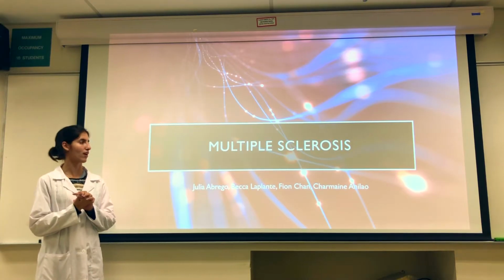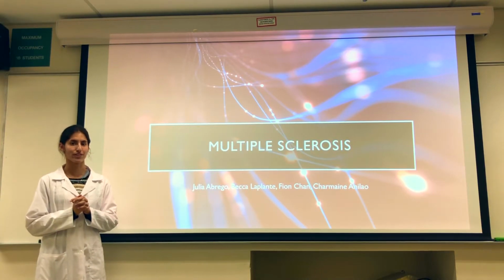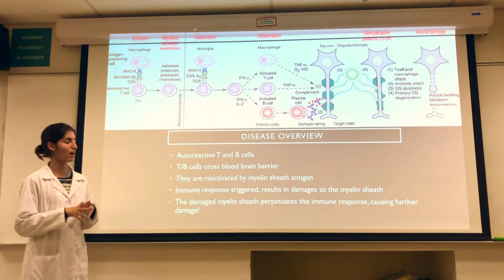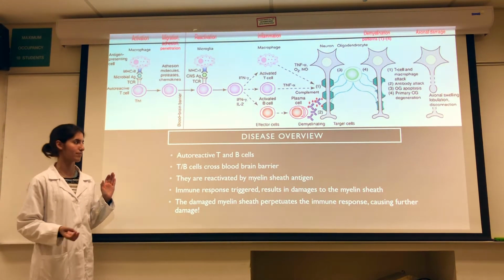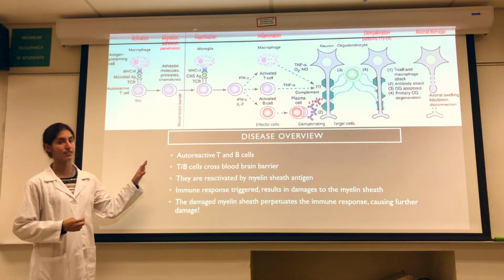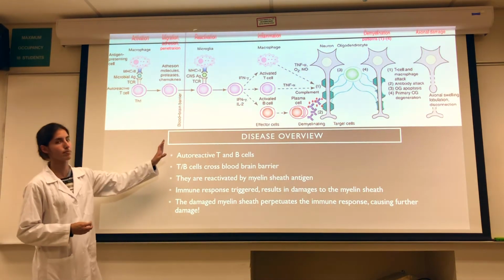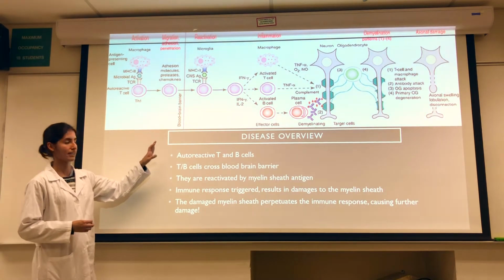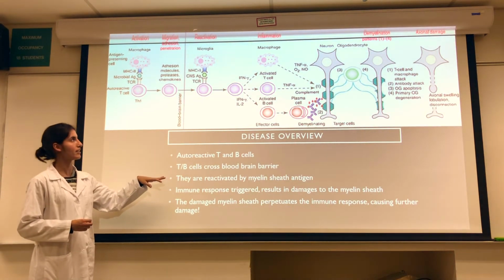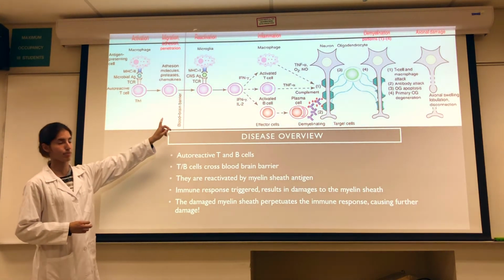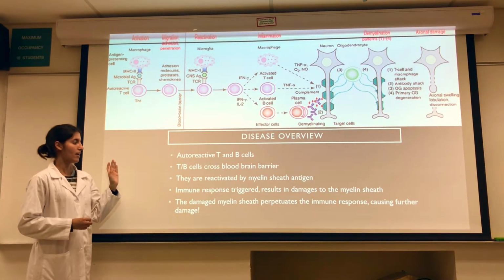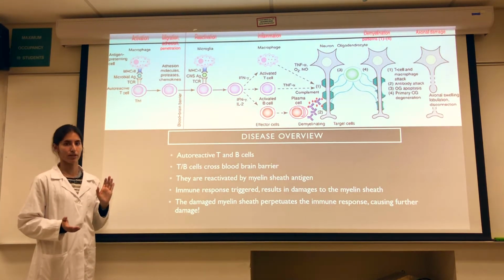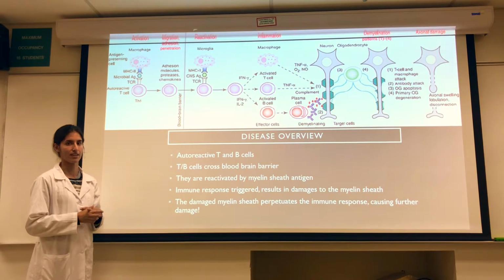We are doing our final project on multiple sclerosis. I'll be giving an overview of the disease, and it starts with autoreactive T and B cells that cross the blood-brain barrier. Once inside, they are reactivated by a myelin sheath antigen that is presented on the antigen-presenting cell. This causes a whole immune response to be triggered that attacks the myelin sheath and causes damage.